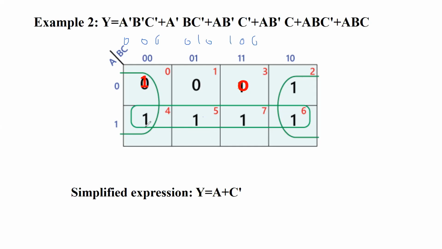Then I have A B dash C, that is 1, 0, 1. This is 5. So 1, 0, 1 is 5. Then I have A B C dash, that is 1, 1, 0. That is my 6. So यहाँ पे 1, 1, 0 is over here, that is 6, I enter a 1 over here. Then I have A B C, that is 1, 1, 1, which is 7. So 1, 1, 1.